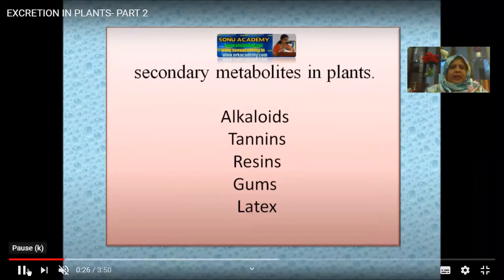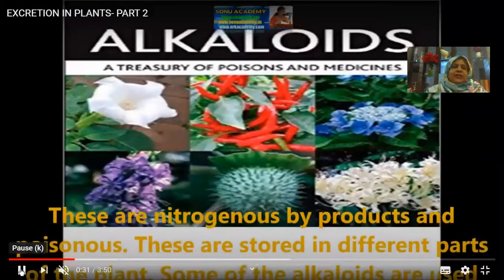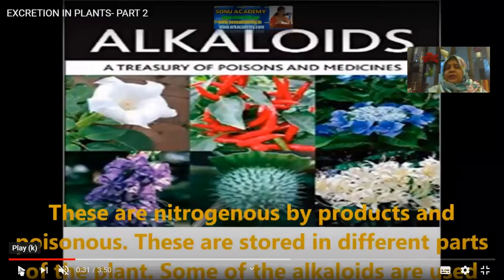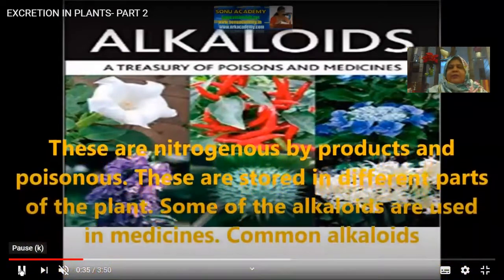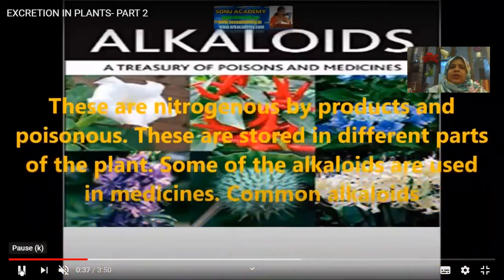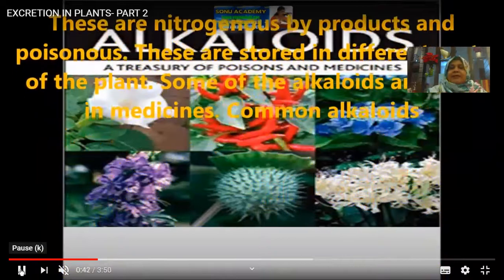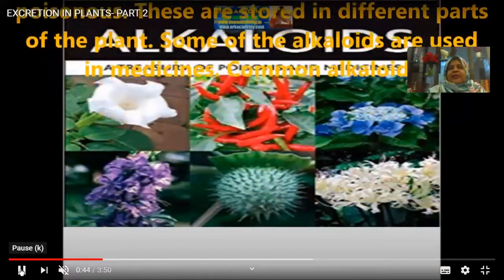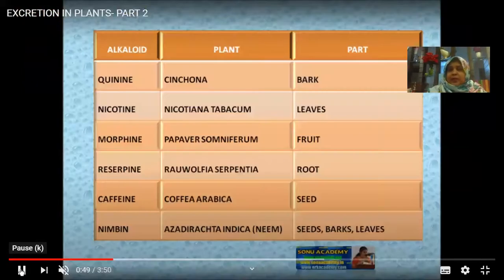So what are alkaloids, and from where do we get these alkaloids? These are nitrogenous waste products, with the element nitrogen, and we have even seen how this mineral is consumed by us. These nitrogenous waste byproducts, which are poison for the plants, are stored in different parts of the plants. Some of the alkaloids are used in medicines. The common alkaloids that are used in medicines we are going to see today, and we mostly use them in the kitchen.